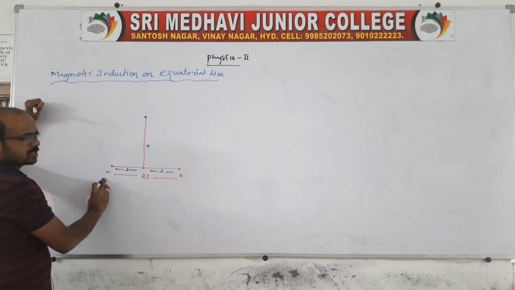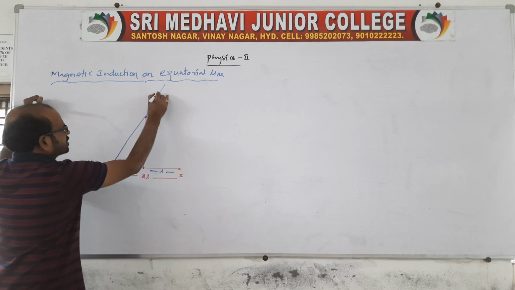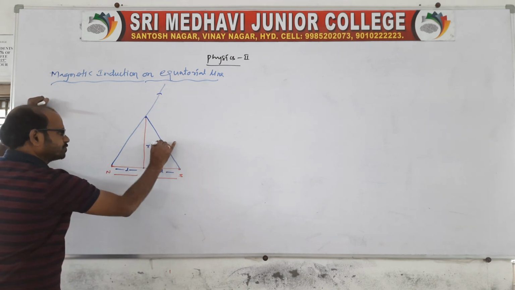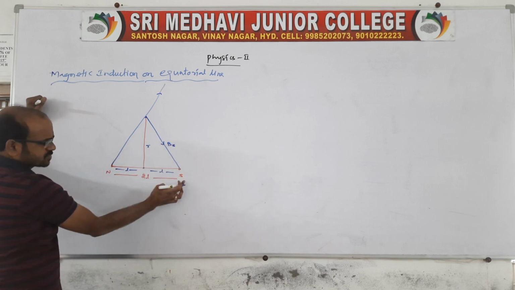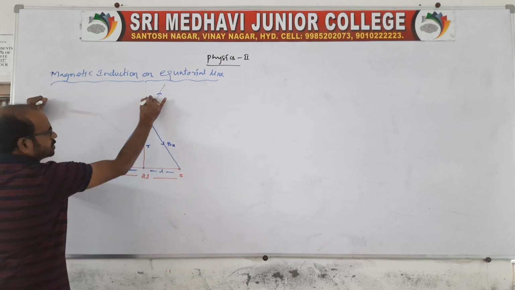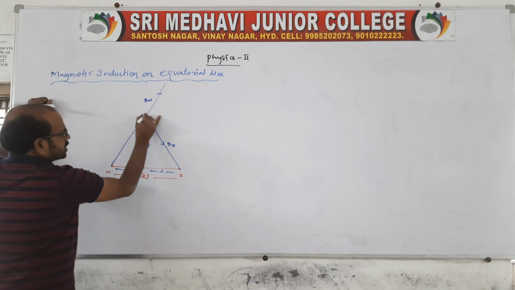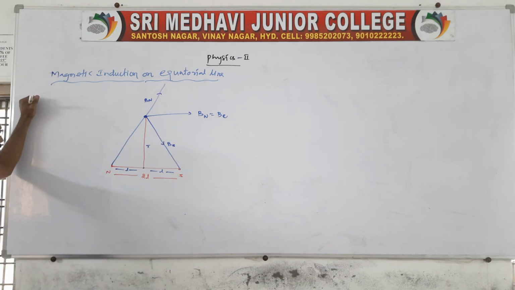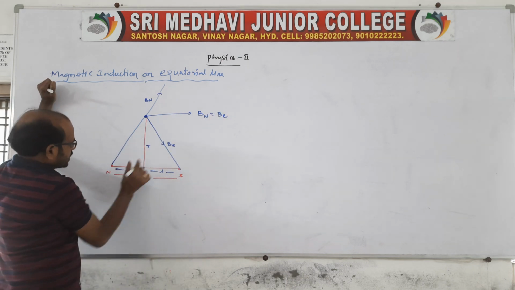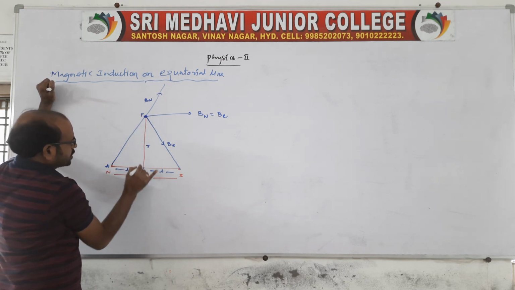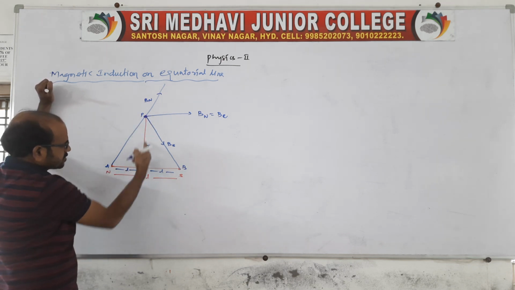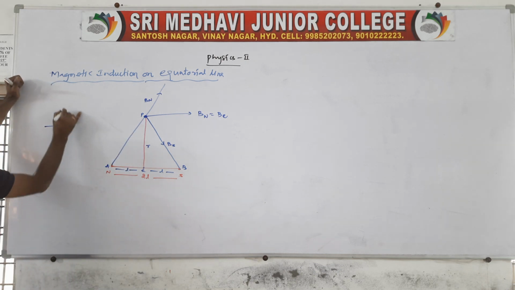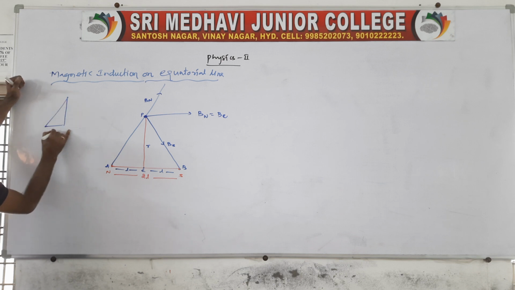According to the north pole, the field will act away from the north, and due to the south pole the field will act towards the south. We call these BS, S for south, and BN. At this point, the resultant is represented as B net, which is B equatorial. This we need to find. Let us say the points are P, C, B. This is one triangle. We don't know this distance, so we take this right angle triangle. This is L and this is R.